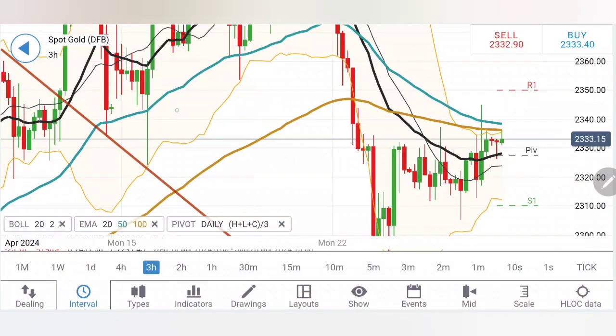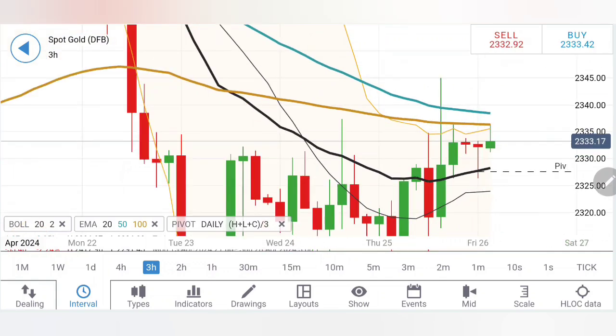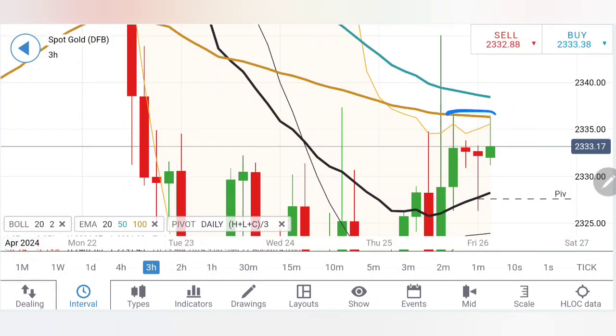Coming to the 3 hour, likewise on the 3 hour charts, after the rise here it has retraced and now it is trading in this bullish channel. We have to watch out for a breakout either on the upside or on the downside. A selling entry on the downside towards 2324-25 is going to be a good selling entry here. And if you look at the upside, the resistances are strong here.